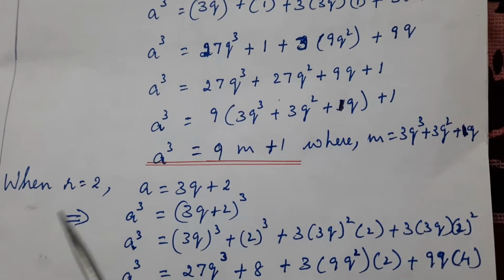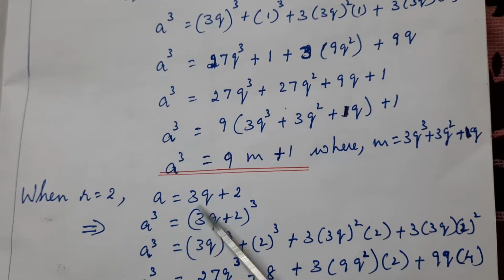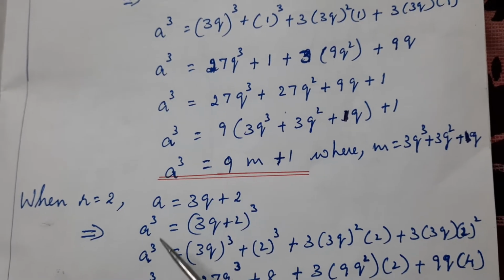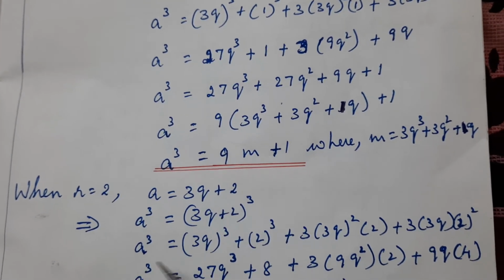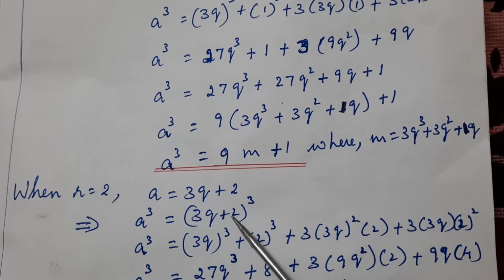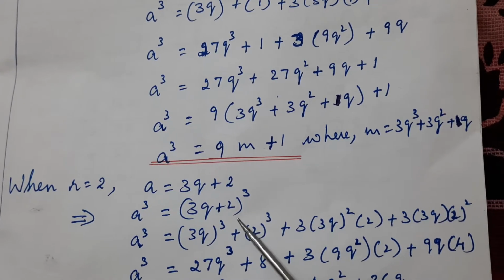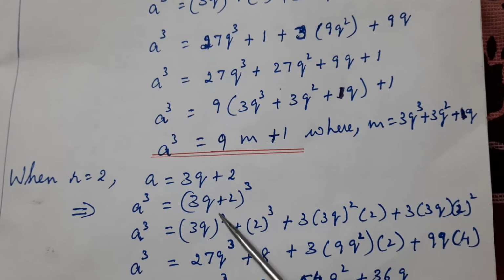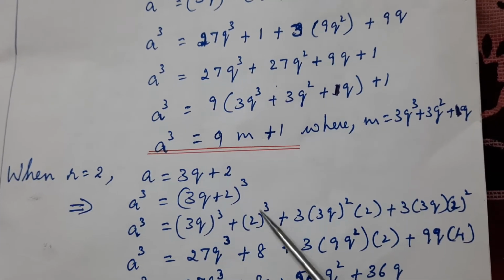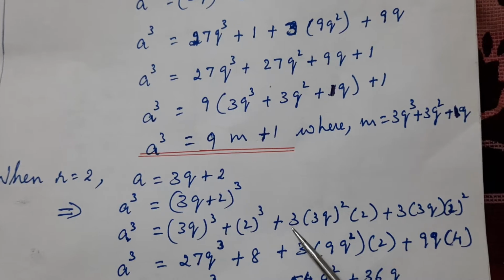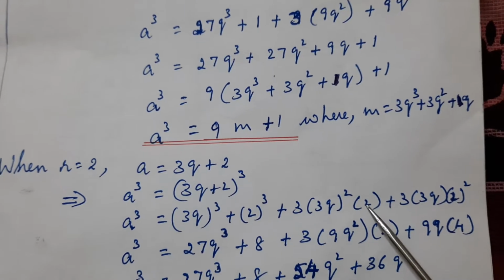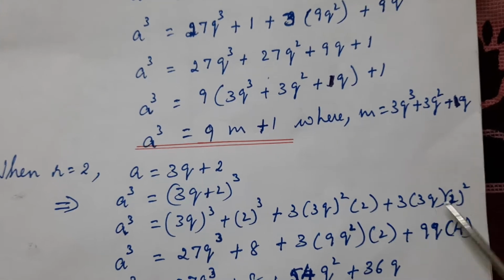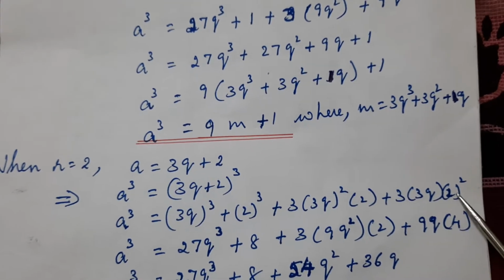Next, substitute r equal to 2 in a is equal to 3q plus r. So a is equal to 3q plus 2. Same way, cube both sides. (a plus b) cube is equal to a cube plus b cube plus 3a square b plus 3ab square. That is the expansion for this. So (3q) the whole cube plus 2 cube plus 3 into (3q) square into 2, that is 3a square b, plus 3 into 3q into 2 square, 3ab square.